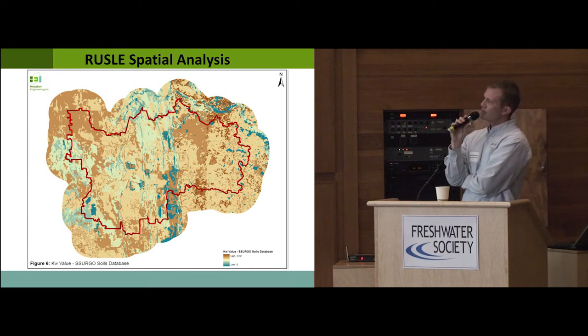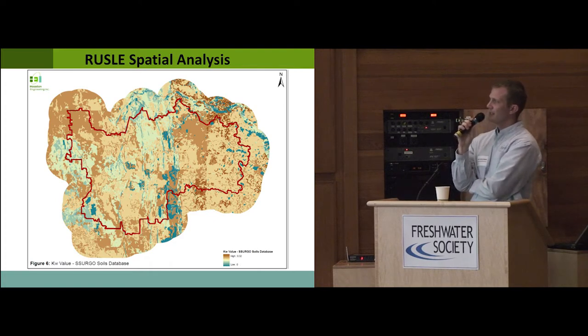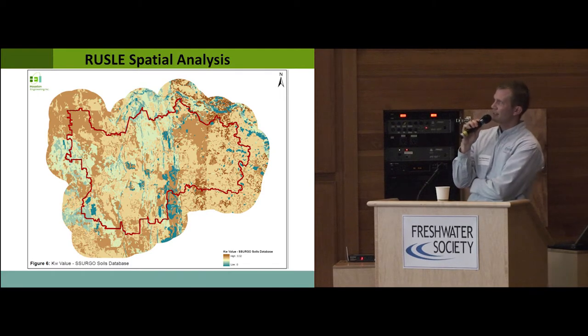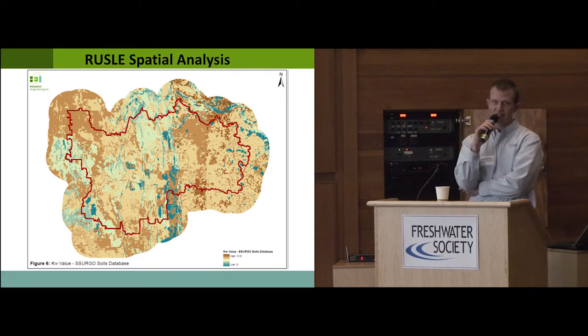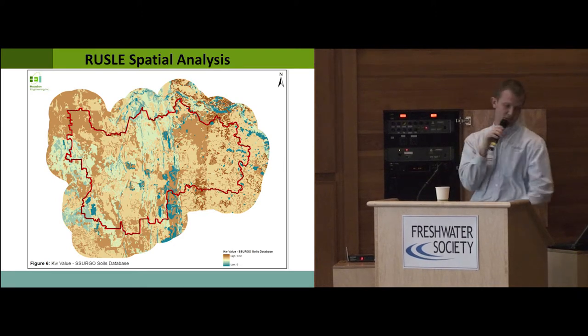And this slide shows some of the soil characteristics. This is derived directly from the SSURGO soils database. This is your soil erodibility factor. And again, this is information that's available out there through the USDA that we just took for this particular analysis.